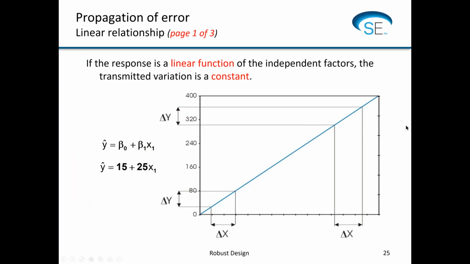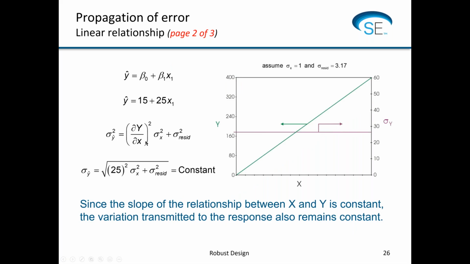Okay, so if the response is a linear function, then in fact, transmitted variance is a constant. If you just look at that, if I have an equation where I've got a linear response, what's going to happen when I take the partial derivative with respect to this? Take the partial derivative with respect to that, that drops out, that gets multiplied by 1. I get a value of 25. Doesn't matter what x is, there's no value of x. So it's just a constant times the variance of x plus the residual.